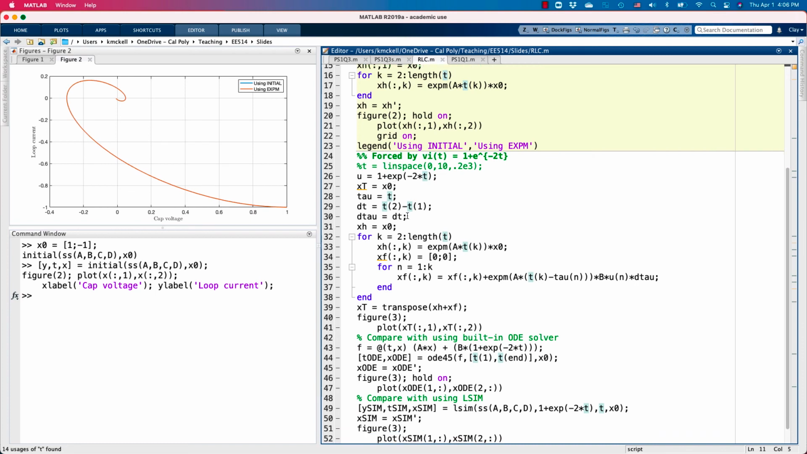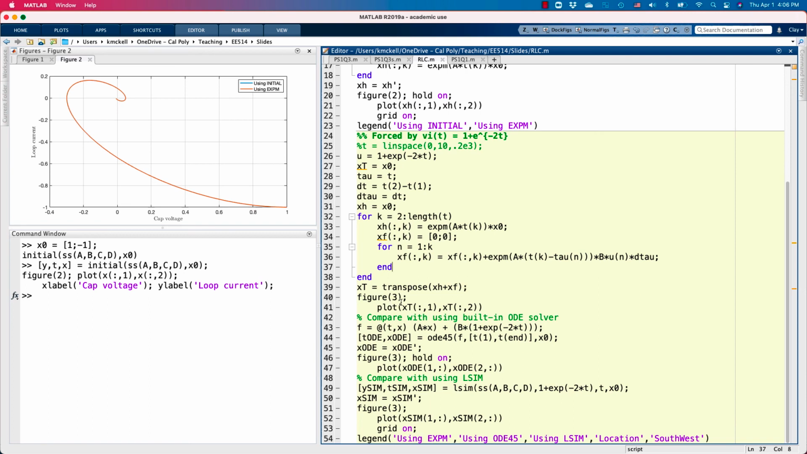And because there's an integral, I'm going to run a nested loop. And so to get the total response, for every time value, that's the outer k loop, I'm going to run the integral, which is kind of a Riemann sum of the A times (t minus tau) times B times u. All right. So for any given time value, we're going to add the zero input response that we had before with the zero state response that we'll get by integrating up to that time value.